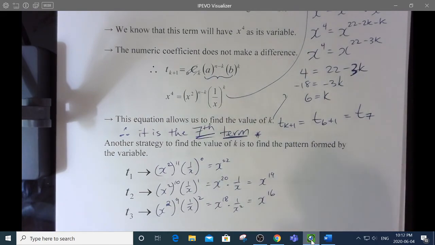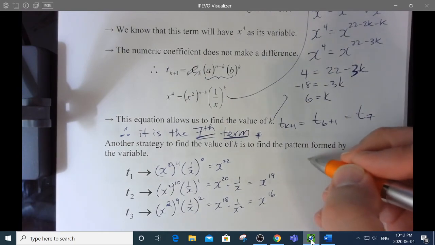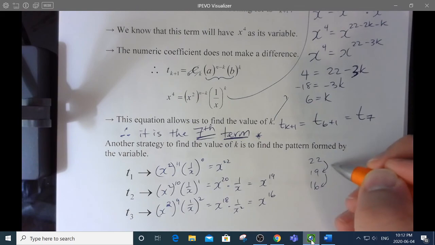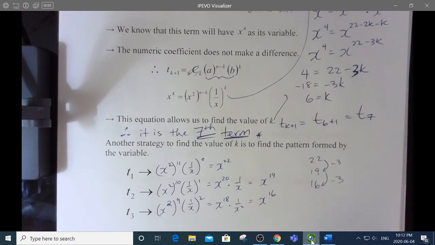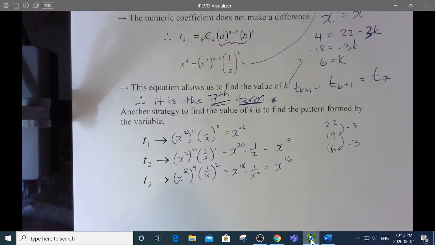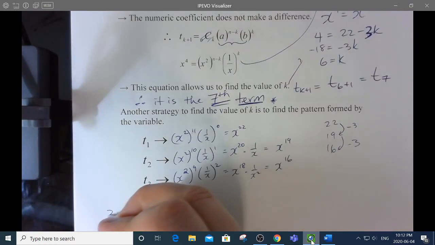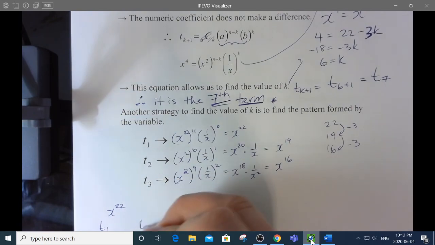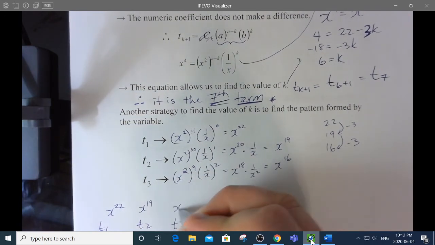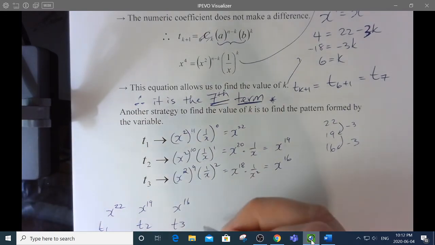to the 16. And then I look at these numbers, 22, 19, and 16, and I notice that they're always going down by 3. Yes, they will always make a linear pattern. So I could actually just count it. I could say, well, the first term has to be x to the 22. The second term has to be x to the 19. The third term has to be x to the 16. And then just keep literally counting down by 3.